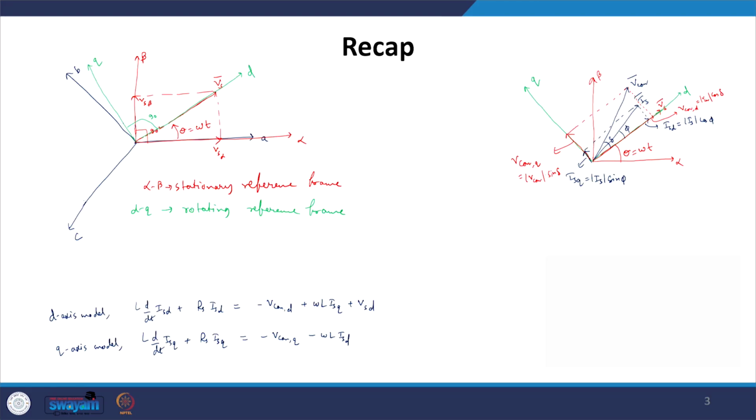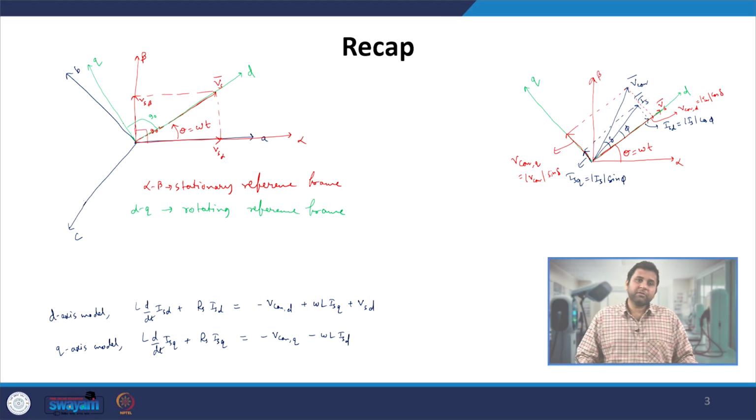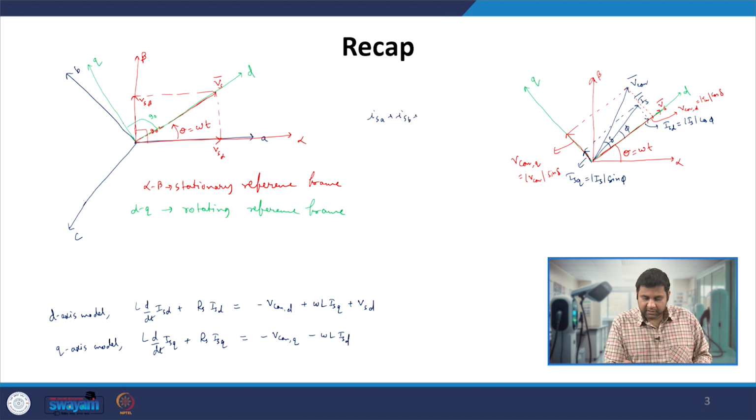In order to have three phase balanced operation, the phase voltages and the phase currents are actually dependent on each other. That means we can write ISA plus ISB plus ISC equals 0. Since we are controlling the current to achieve unity power factor, if we change the A phase current, the B and C phase currents will get impacted, and if we change the B phase current, A and C will change, and if we change the C phase current, then A and B will change. So all the three quantities are dependent on each other.